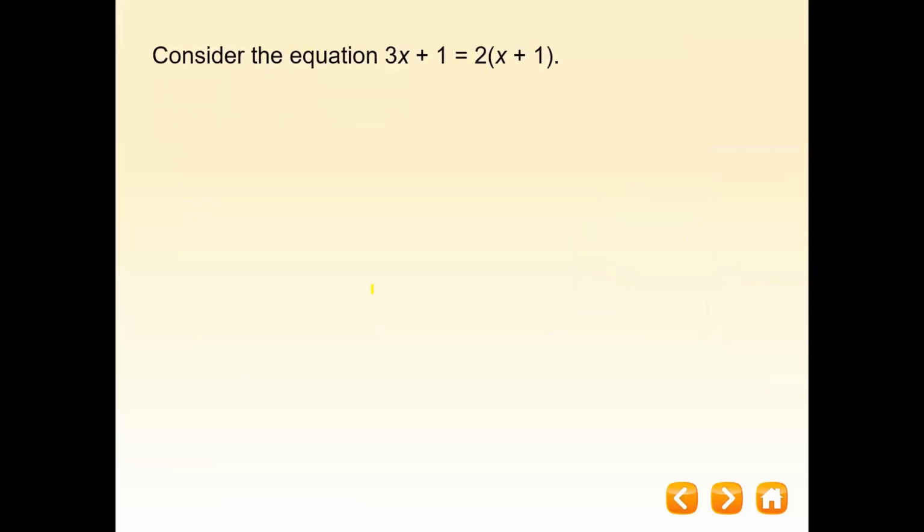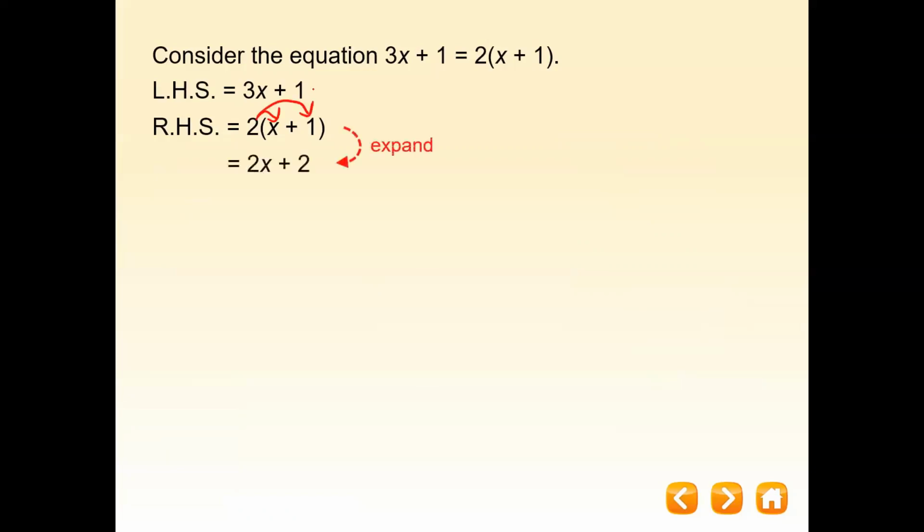Consider the equation 3x + 1 = 2(x + 1). Left-hand side equals 3x + 1. Right-hand side equals 2(x + 1). After expansion and removing the bracket like this, right-hand side equals 2x + 2.